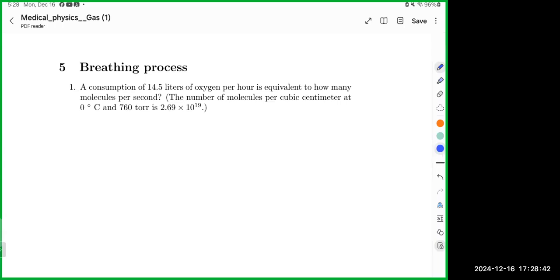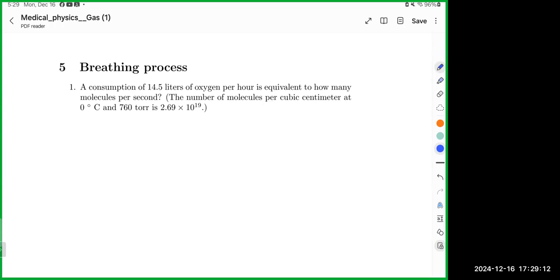Okay. If there is a machine or body or something that can consume 14.5 liters of oxygen per hour, can you imagine how many molecules can be fed into that machine per second? Okay, this is totally a unit change, but you have to add physics into this.